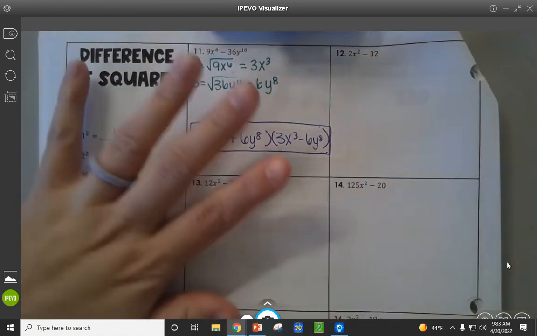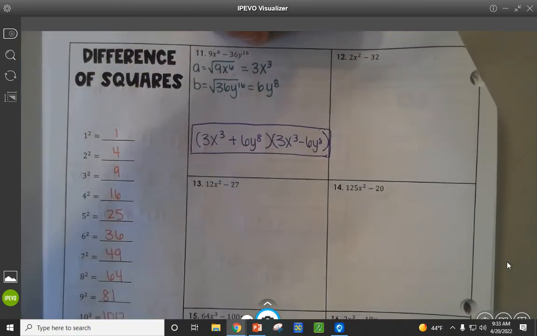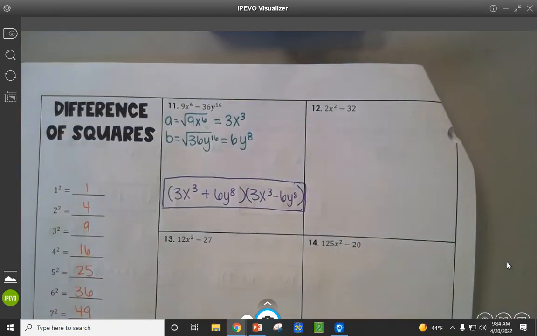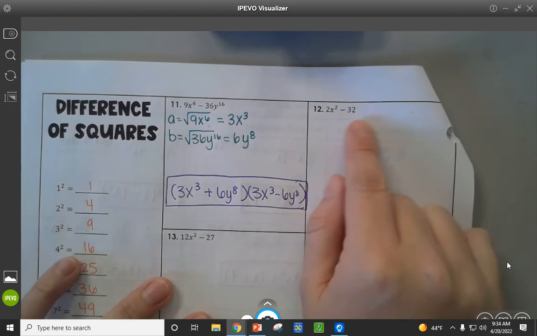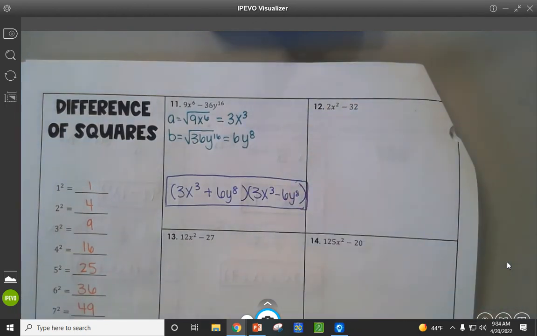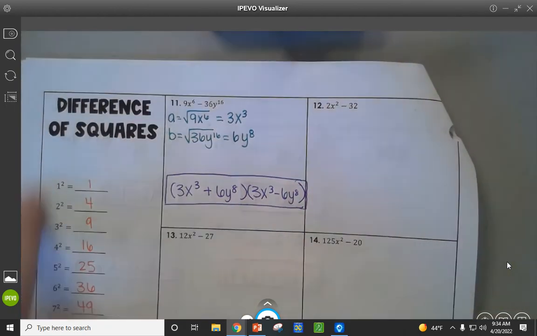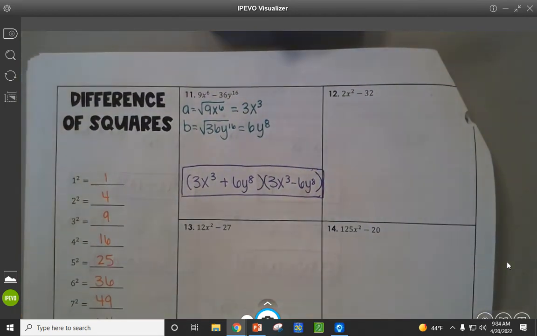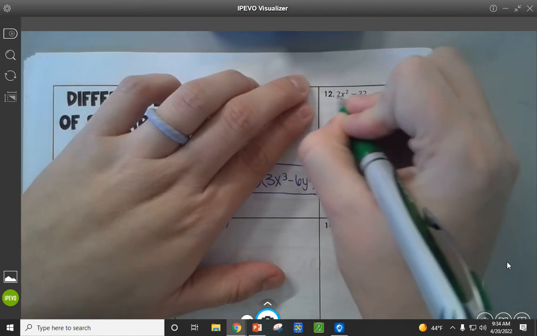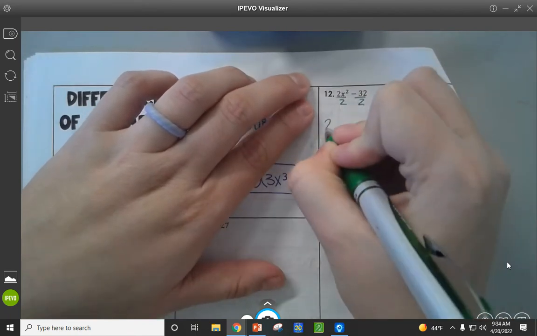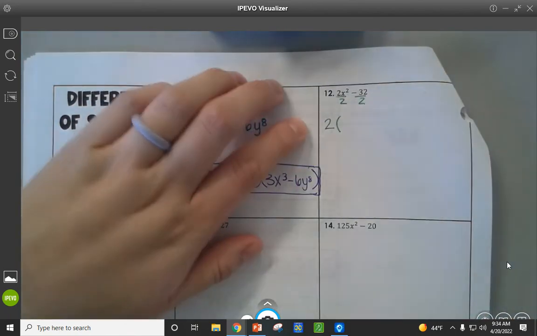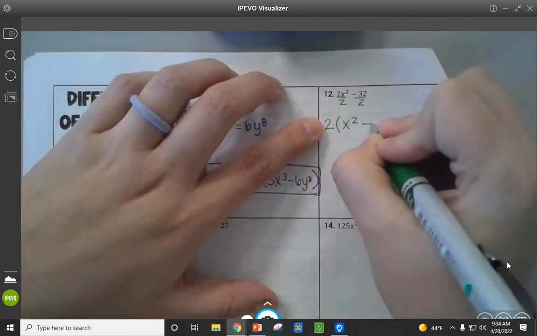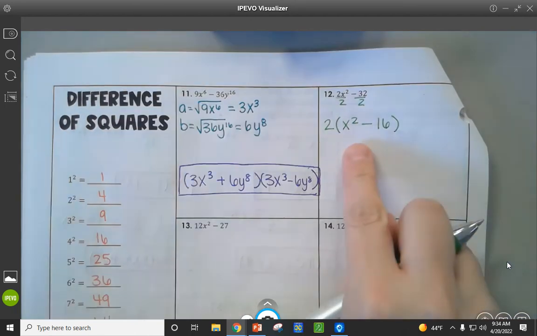Notice on number 12, 2 and 32 are not perfect squares. But what are they both divisible by? 2. They both have a GCF of 2. So before we even do the whole difference of squares, we're going to divide those by 2. So if I divide by 2, just like we did with the GCF, we're left with x squared minus 16.